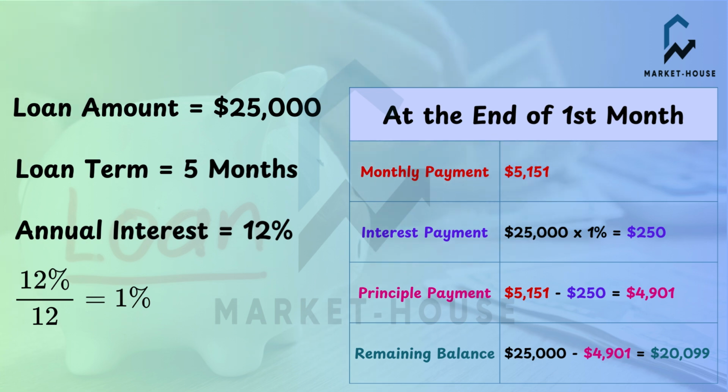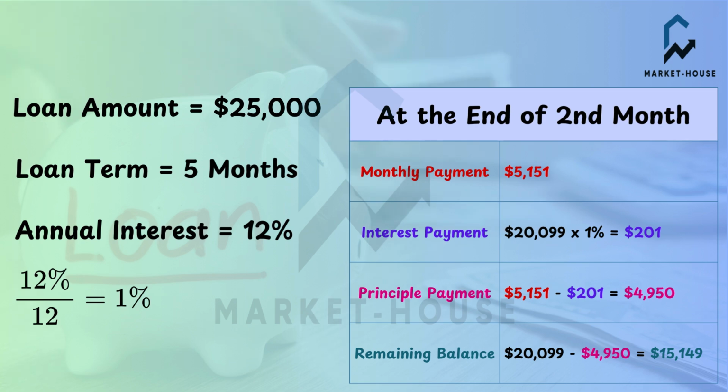If your monthly payment is $5,151, you'll pay $250 in interest and $4,901 toward the principal. This reduces your loan balance to $20,099, so next month's interest will be lower. For your second payment, you pay $201 in interest and $4,950 in principal.